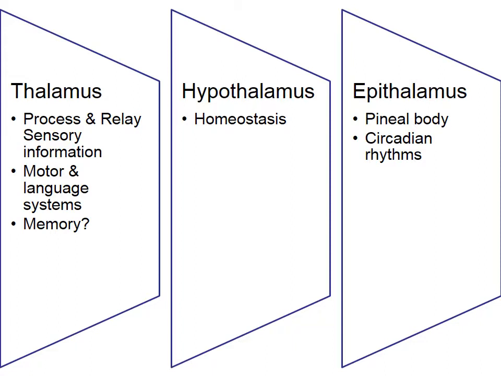Hypothalamus is small but mighty. Its function is homeostasis, and we will dive deeper into that in a moment. The epithalamus contains the pineal gland. This structure is responsible for the sleep-wake cycle or circadian rhythm. Your pineal secretes the hormone melatonin at night, which tells the body it's time to sleep. Once the sun rises, the pineal stops melatonin production, and the falling levels are the body's signal to wake up.